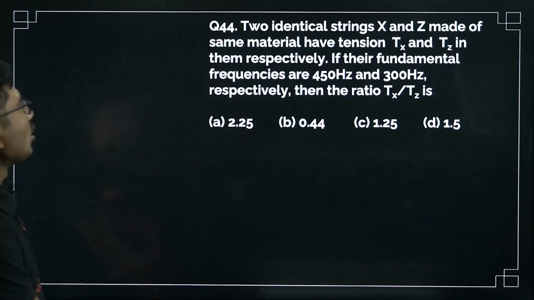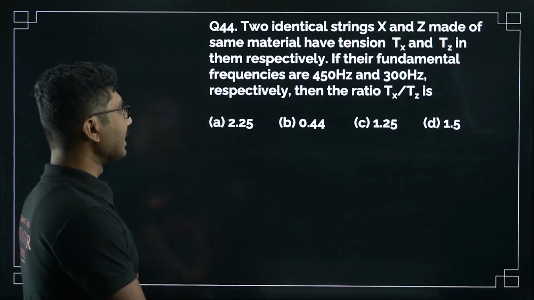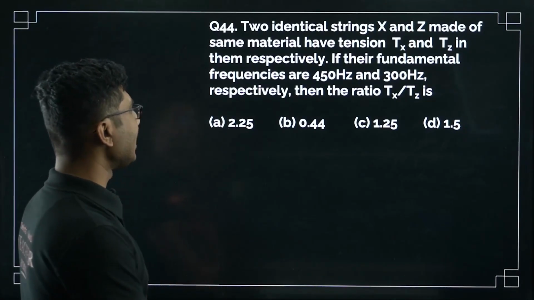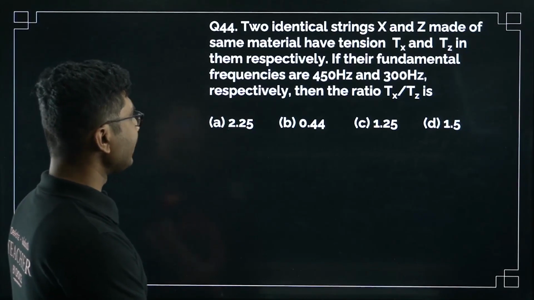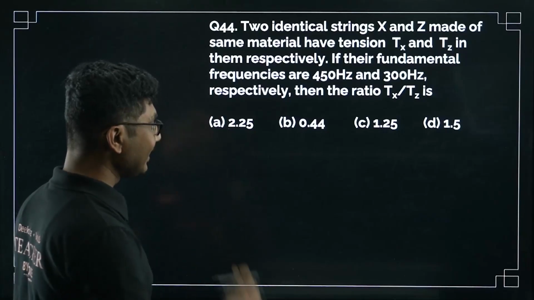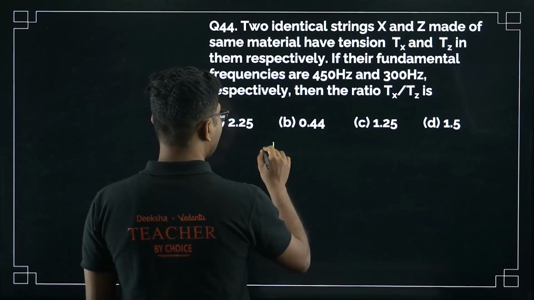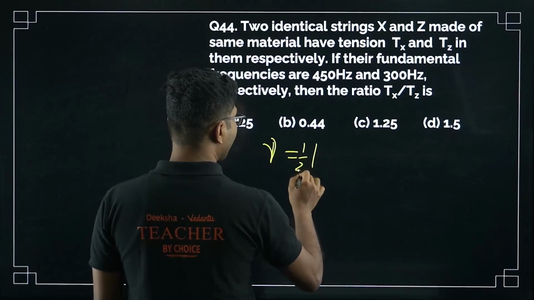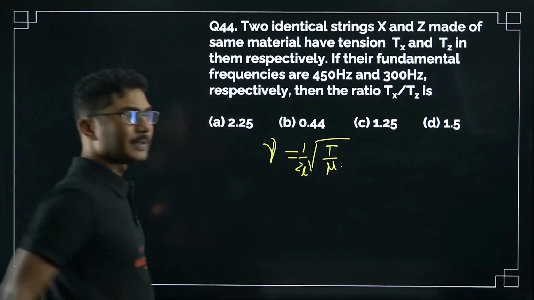Next question. Two identical strings X and Z made of the same material have tension Tx and Tz in them respectively. If their fundamental frequencies are 450 Hz and 300 Hz respectively, then the ratio of Tx by Tz. So what is the frequency? Frequency is basically 1 by 2l square root of T by mu. Mu is the mass per unit length.